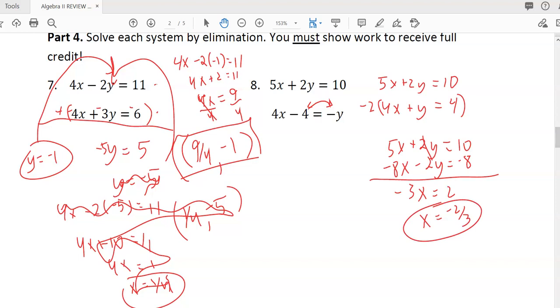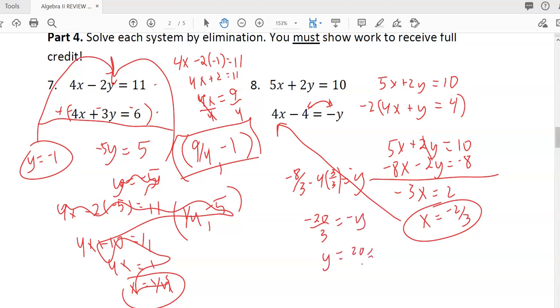That didn't work out great, but let's see what happens here. So let's plug that into one of those equations. It doesn't really matter which one. So I'm going to plug into this one. So that would be 4 times -2/3 is -8/3 minus 4 equals y, or -y. So I want the same denominator here to be able to combine these fractions. So it'd be -8/3 minus 12/3, which is -20/3, which is -y. So y equals positive 20/3.